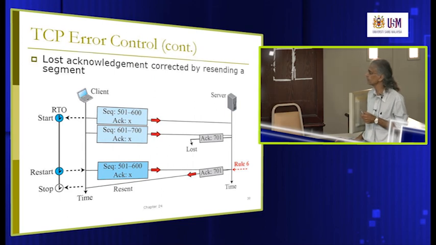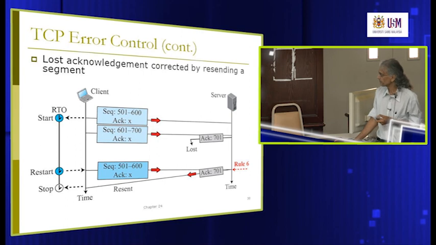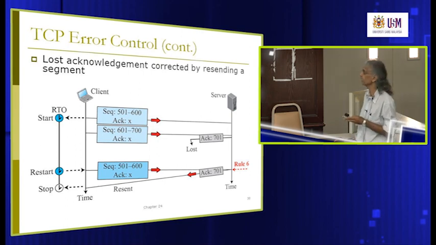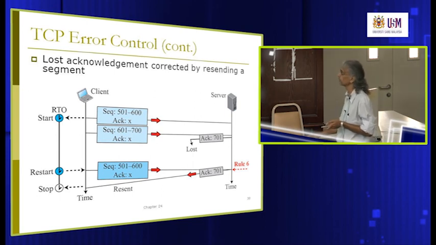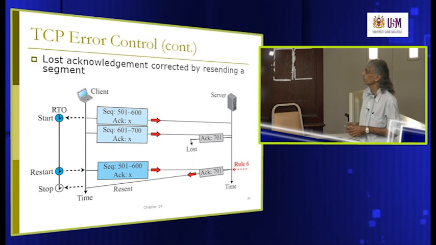So by receiving this, the client will know that I sent from 501 and then 601 to 700. So that means both these packets have been received now, because the acknowledgement says so. Right? Okay. So again, the situation is handled by the TCP procedure. Finally, we take a look at the timers.